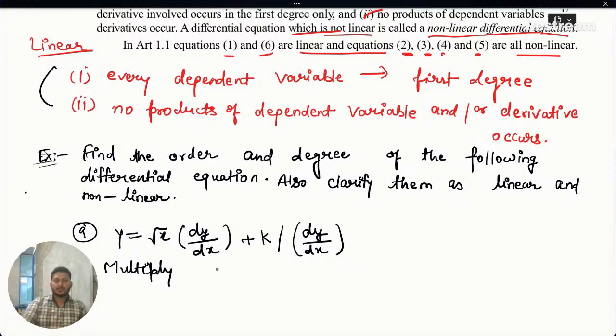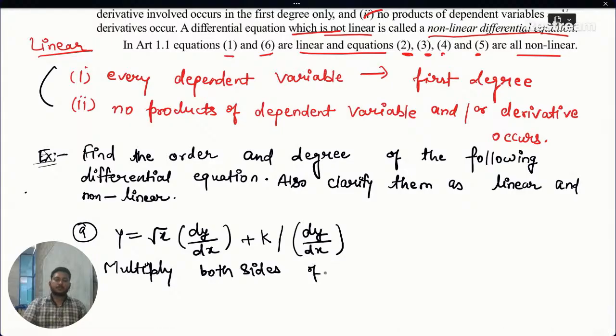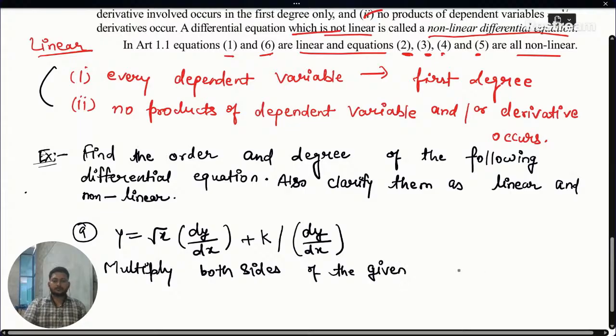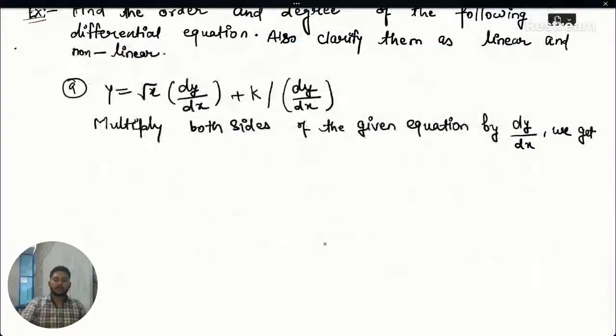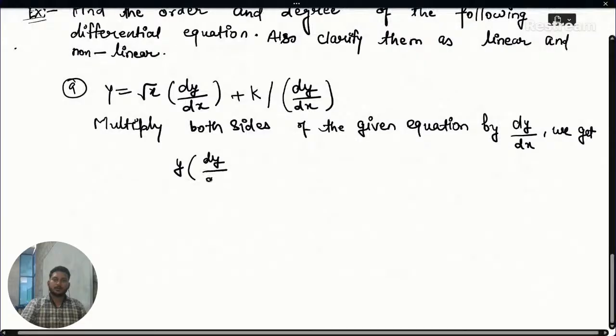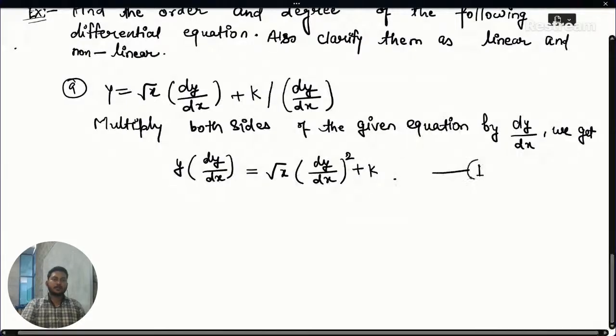Let us solve this question, in which we have to multiply both sides by dy by dx first. So multiplying both sides of the given equation by dy by dx, this is the equation given. So we get, now change it like this: y dy/dx is equal to square root of x dy/dx, whole, plus k. Make it an equation first.